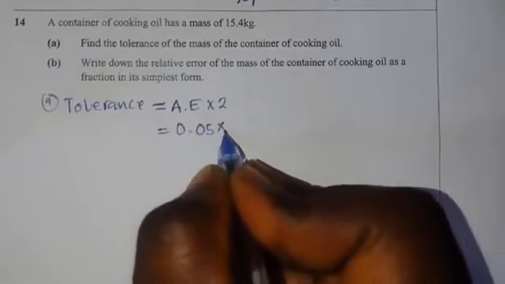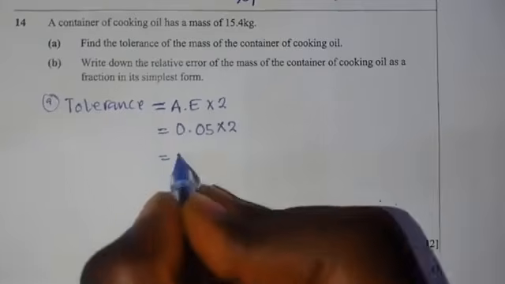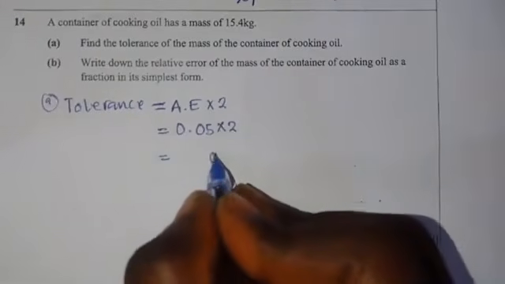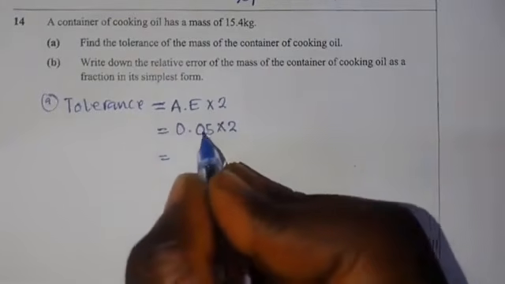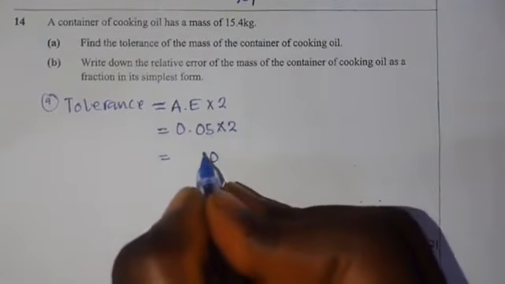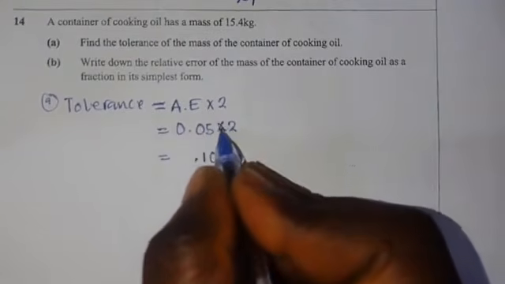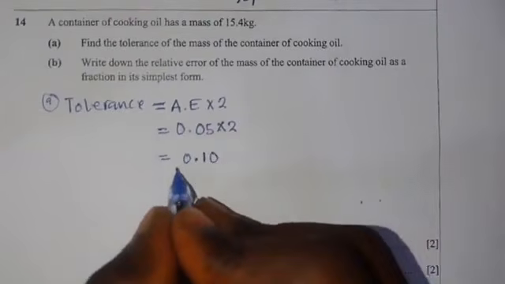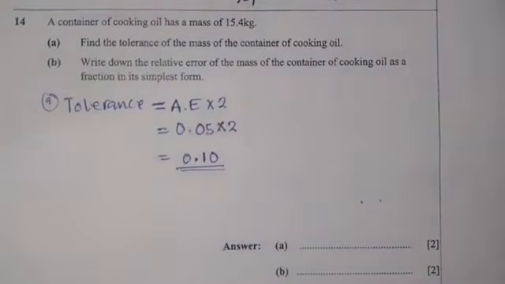0.05 times 2. So when we multiply 2 times 5, it's a 10. We write a 0, we carry 1. 2 times 0 is 0, plus that 1 is 1. Point. 2 times 0 is 0. So this is our tolerance. So we have found our answer to question A. So let us now move on to our second question, which is question B.